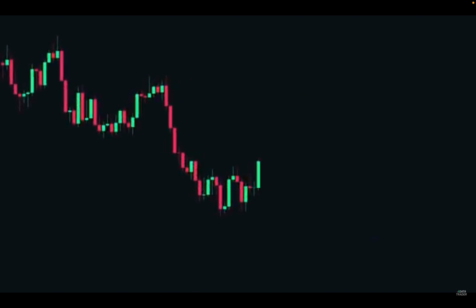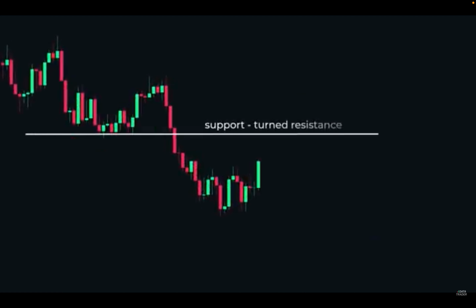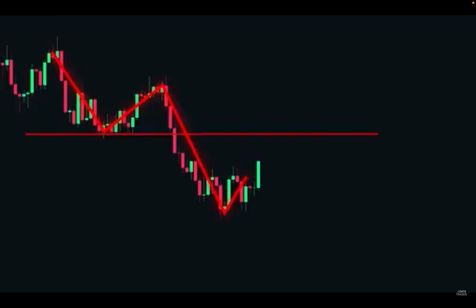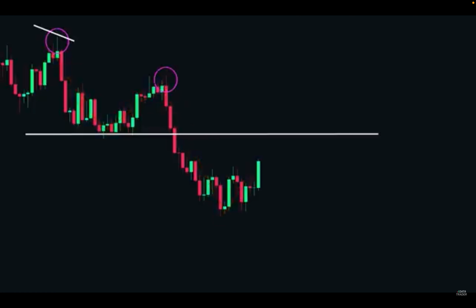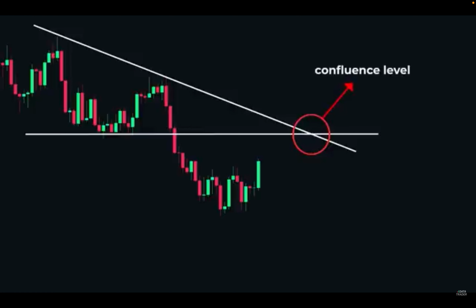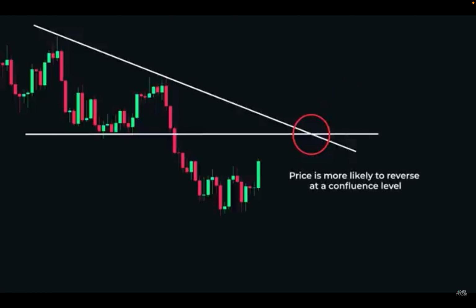Here's another example. In this chart, we see that the price is in a downtrend, and it has formed a support-turned-resistance level. This happens because the price initially formed a support level, as price rejected it once, but then price broke below it, and is now approaching it again from the bottom, making this an area of resistance. However, we also see that the price has made two lower high points, creating a strong trend line. This area where the trend line and resistance level intersect is called a confluence level, an area where multiple key levels meet. Price is more likely to reverse at a confluence level.